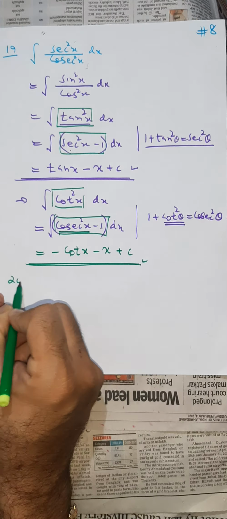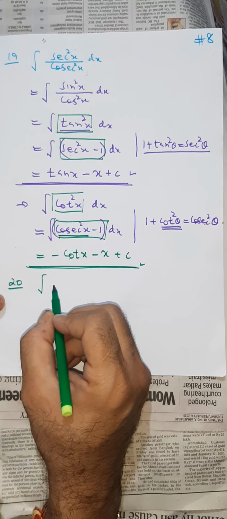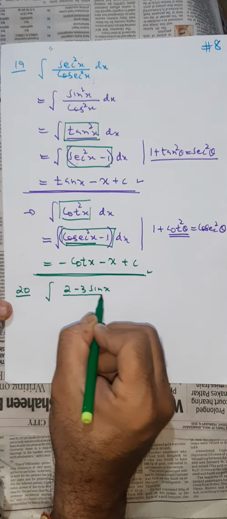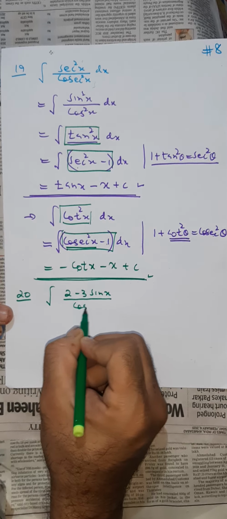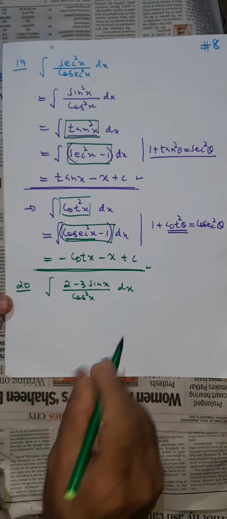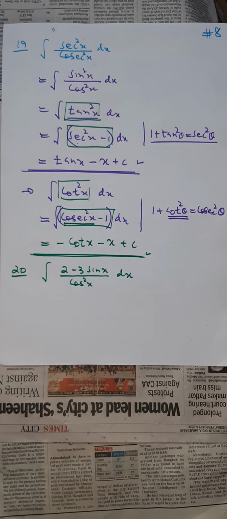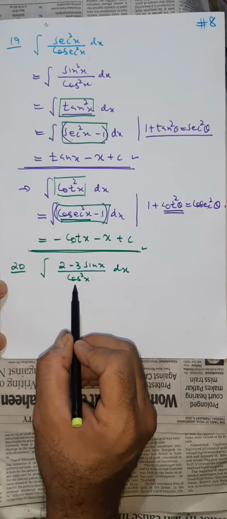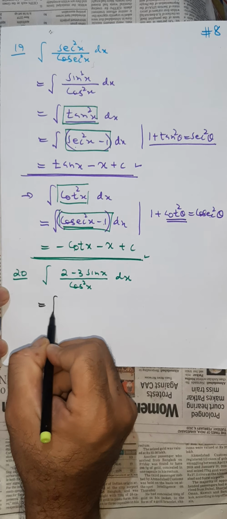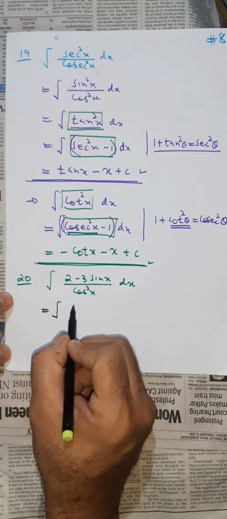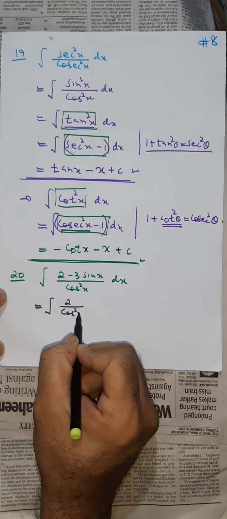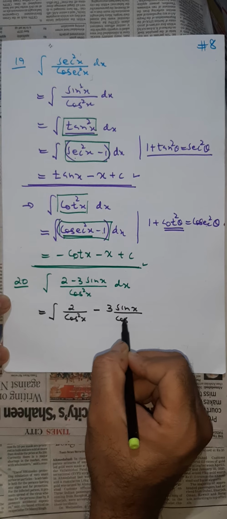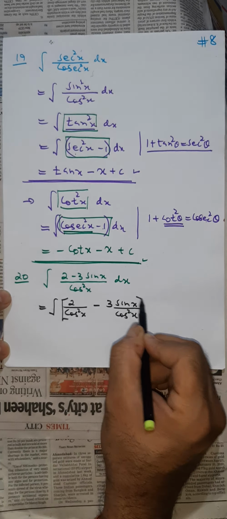If I go to 20th number now, integral of 2 minus 3 sin x upon cos square. Now again you have division of two functions, so it cannot be integrated directly, but you have two terms in the numerator, one term in denominator. So what's the obvious step? Individual division. 2 upon cos square minus 3 sin x upon cos square. This is very standard technique in integration.